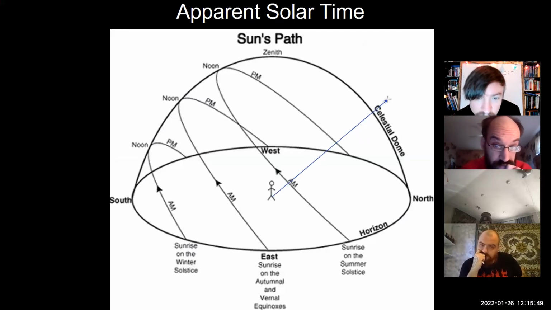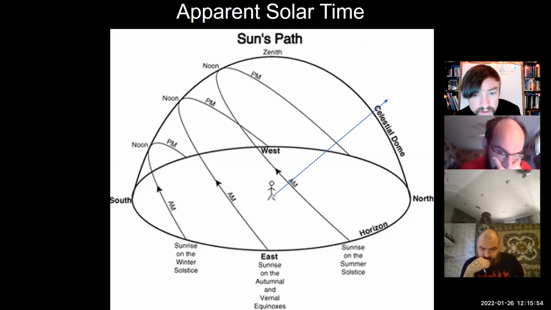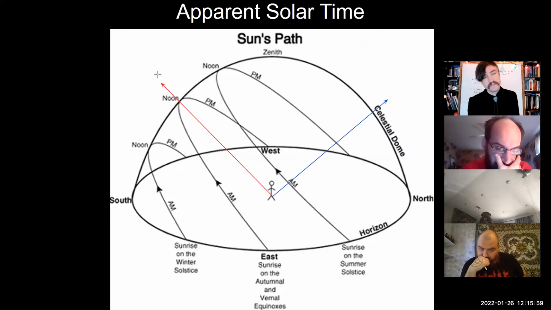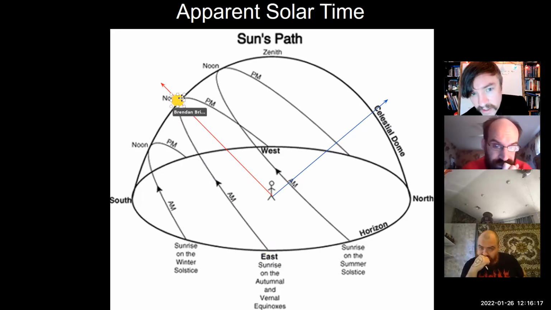So here's our north celestial pole up here. And here's our celestial equator there, okay? On the day of the spring equinox, or the fall equinox, the sun travels the path of the celestial equator. So it will rise in the east. It will come up to, you know where, in the south, and then it will sink down into the west, always on the celestial equator.